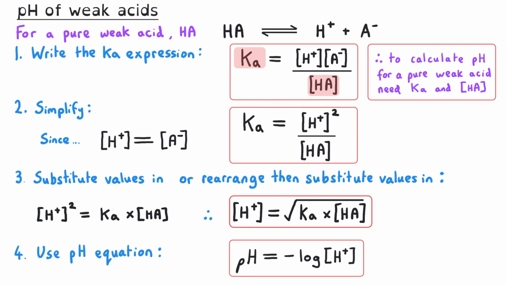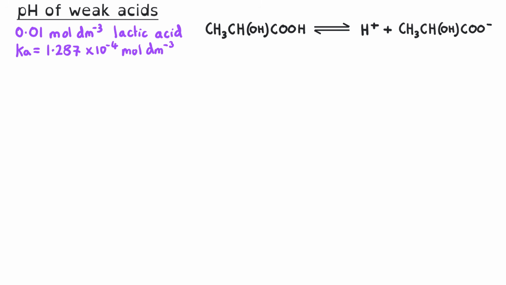And then the final step, as with all pH calculations, is that pH is the negative log of that hydrogen ion concentration that we've just calculated. Let's take a look at an example now of how to calculate the pH of a weak acid.